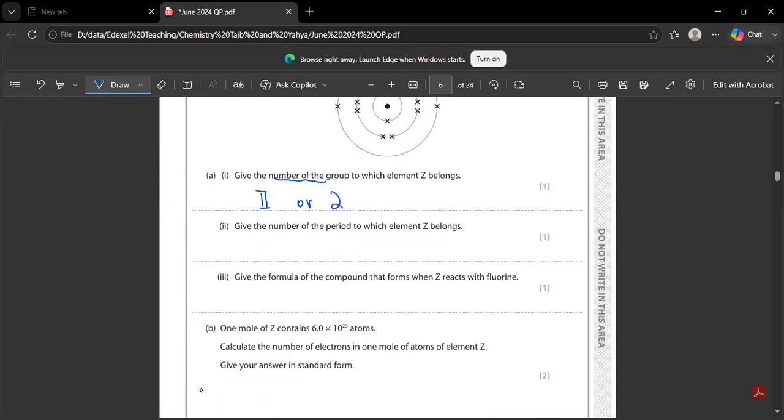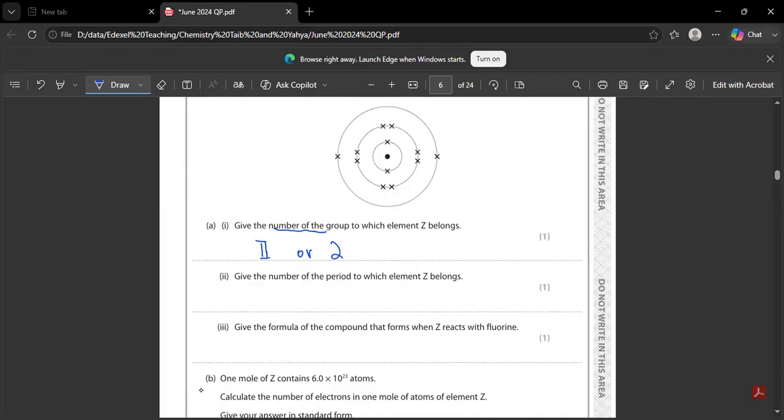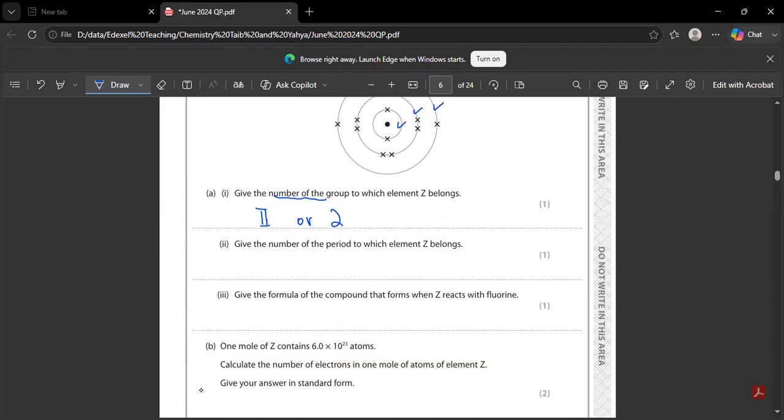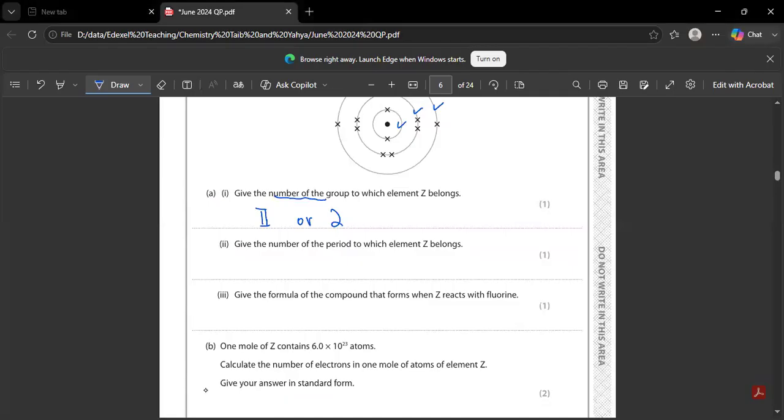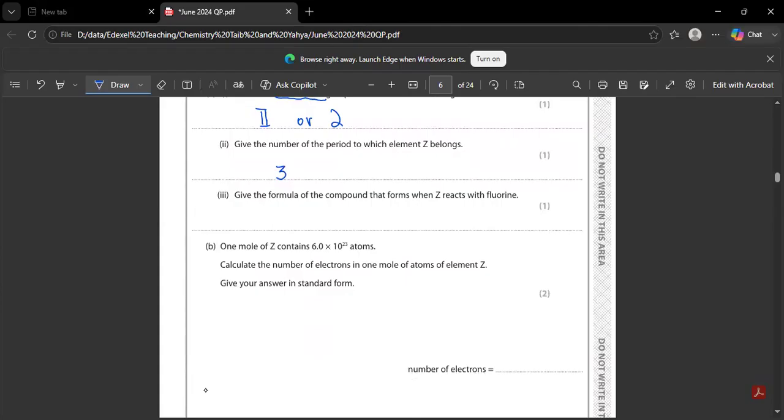Give the number of the period to which element Z belongs. So how do we find the number of period? By looking at the number of shells, right? So 1, 2, and 3. How many shells has this element occupied? It has occupied 3 shells. Therefore, the period number is 3. Okay, clear?